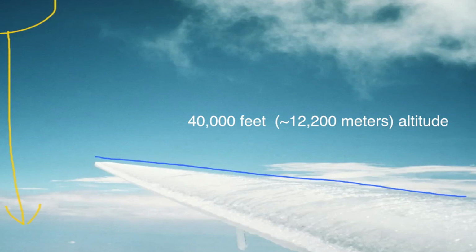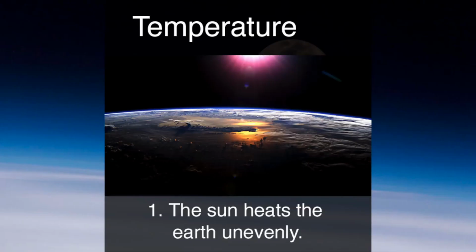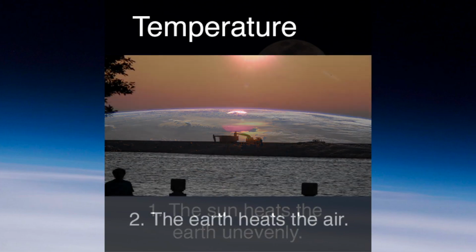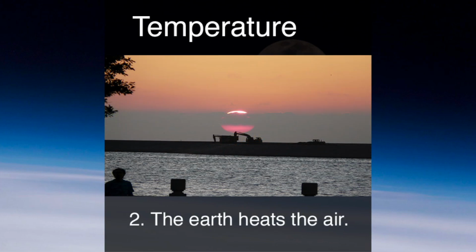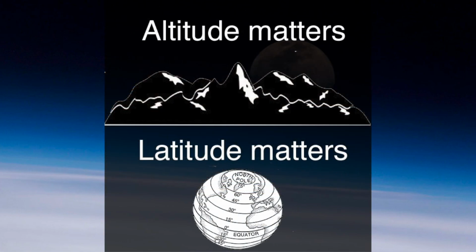These two principles, that the sun heats the Earth unevenly, or in other words, latitude matters, the closer to the equator, the greater the heat. And secondly, that the Earth is the source of heat in the air. In other words, altitude matters. The higher the altitude, the colder the temperature. These two simple rules explain the temperature of the air, and as we'll see in the next part of this lecture, also explain the motion of the air.